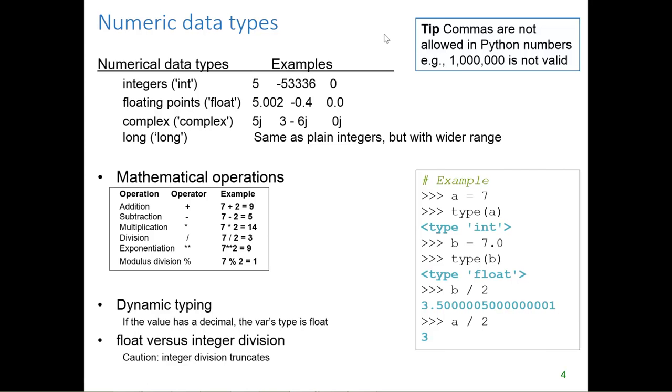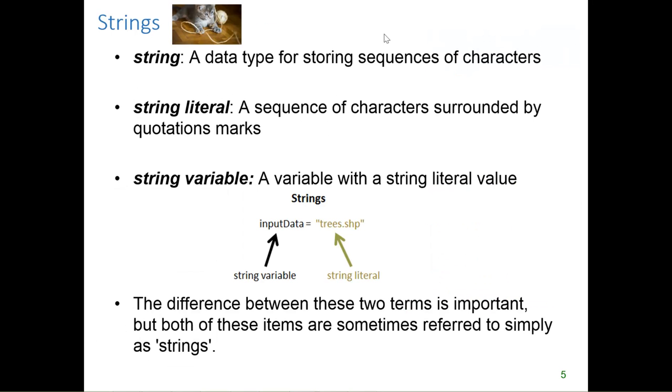Moving on to strings. As we mentioned earlier, a string is a data type for storing sequences of characters. There are two terms that we often refer to as string literal and string variable, but they're different things. A sequence of characters surrounded by quotation marks is a string literal. A variable with a string literal value is a string variable.